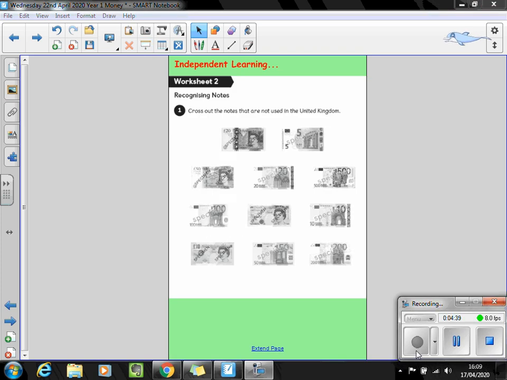Now we're going to move on to our independent learning. Again, you don't have your workbooks with you, but you can talk about what you can see on the screen, or you can write it down in a book that you're using for your learning at home.